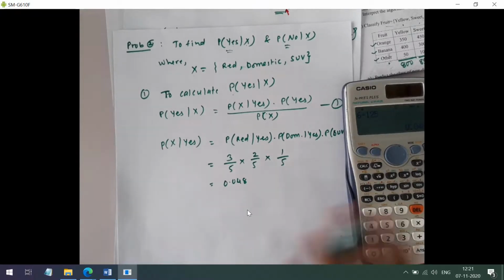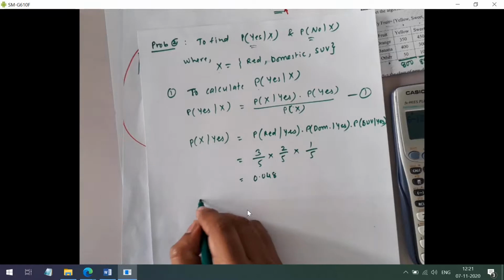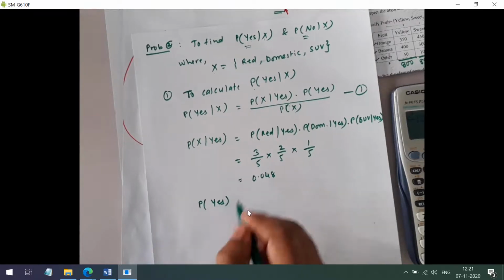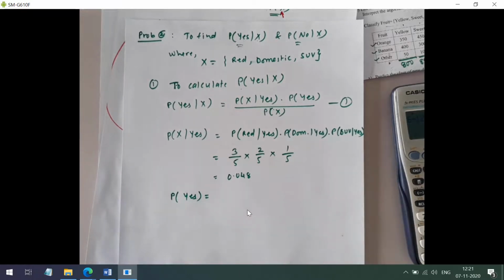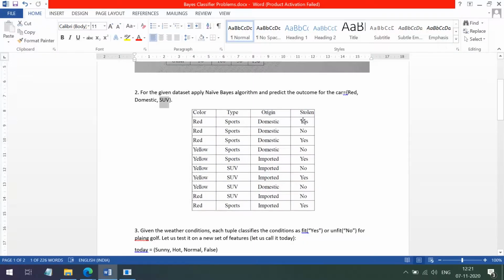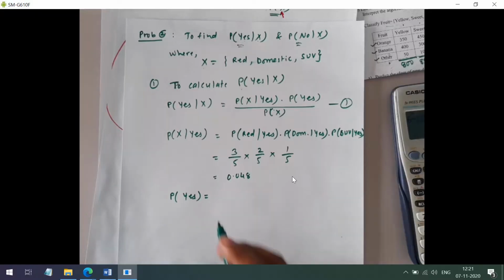Okay, the next one, we have to find the probability of yes. How many yes are there? We have 10 instances, I think. 1, 2, 3, 4, 5, 6, 7, 8, 9, 10. Out of 10, how many yes are there? 5. Okay, so it will be 5 by 10.